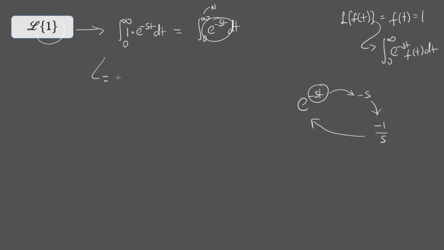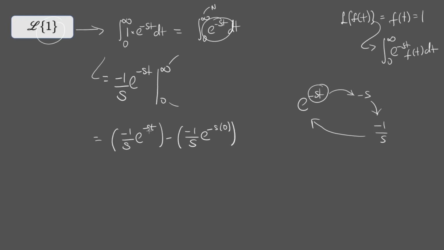That's going to be negative 1 over s, e to the minus st, and we're going to take our limits from 0 to infinity. This is our upper bound, this is our lower bound. We sub the upper bound in for t, then subtract what we get from subbing in the lower bound. That's going to equal minus 1 over s, e to the minus st, subtracted from negative 1 over s, e to the minus st.